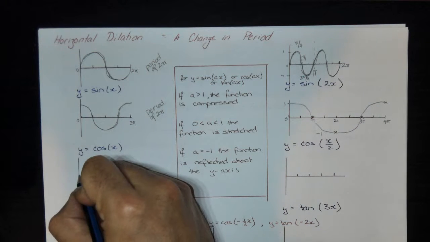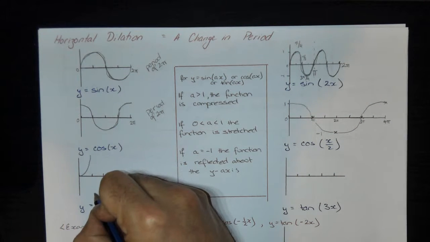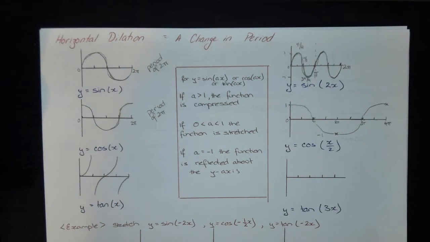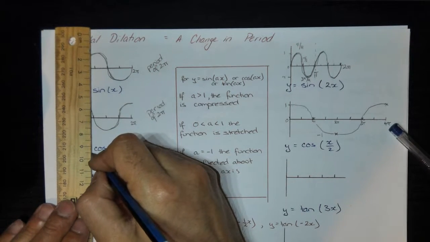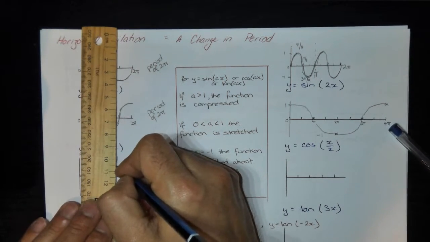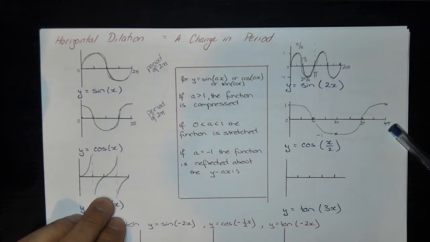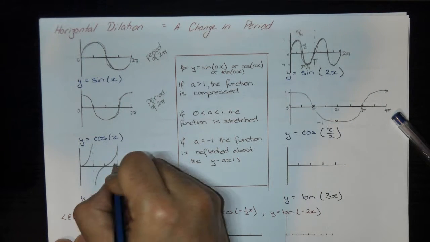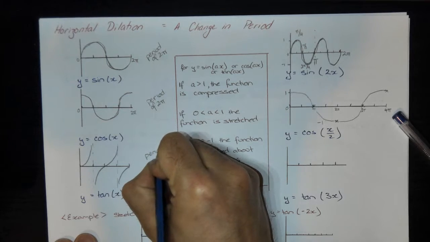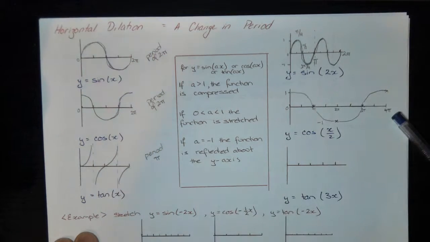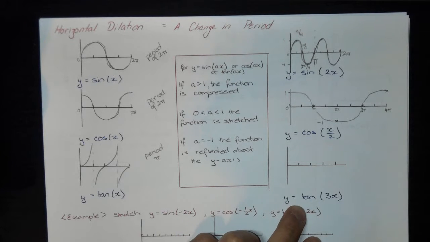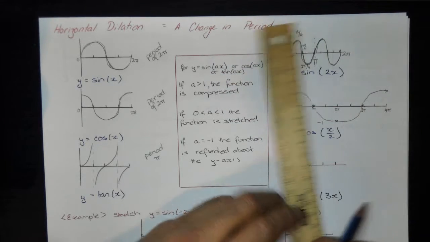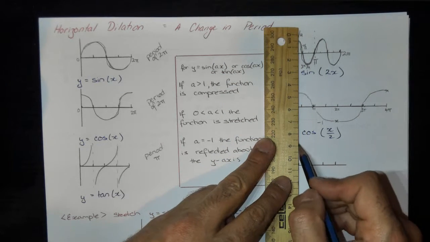Let's do tan. So tan is a little bit different. Tan looks like this, and you can see that tan repeats its pattern within one period. So that's half a period, half a period, so its period is pi. All right. So if we want 3x, we're going to compress it into 3 sections.